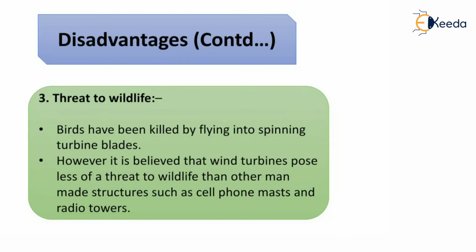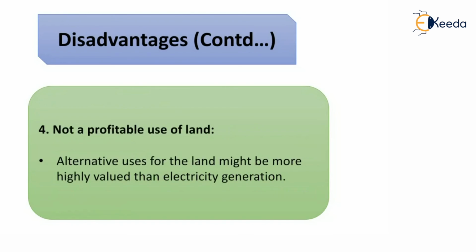Threat to wildlife. Birds have been killed by flying into spinning turbine blades. However, it is believed that wind turbines pose less of a threat to wildlife than other man-made structures such as cell phone masts and radio towers. And the fourth disadvantage is that it is not a profitable use of land. Alternative uses for the land might be more highly valued than the electricity generation.